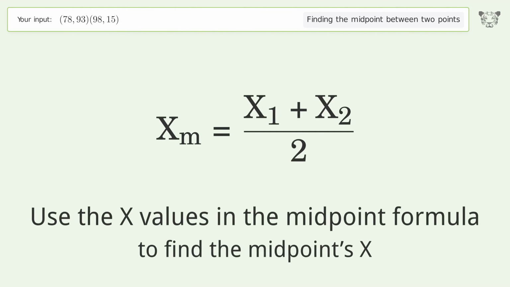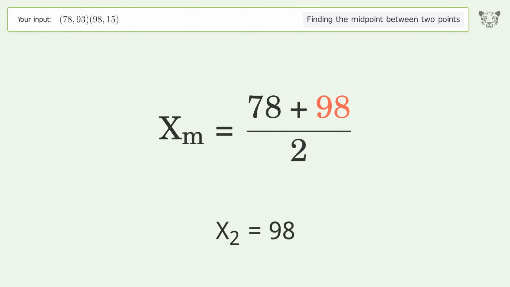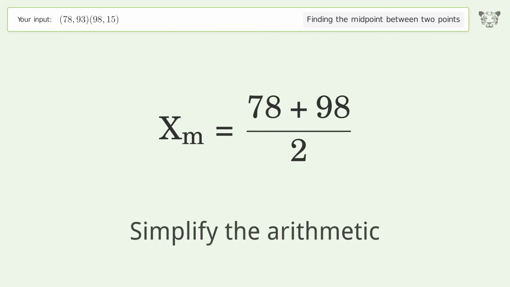Use the x values in the midpoint formula to find the midpoint's x. x1 equals 78, x2 equals 98. Simplify the arithmetic.